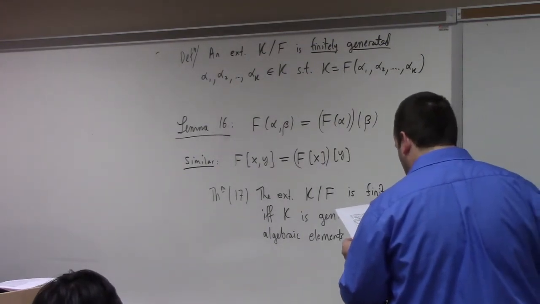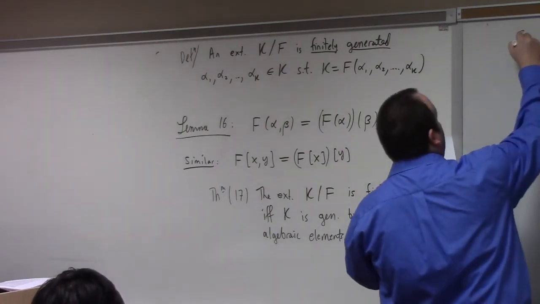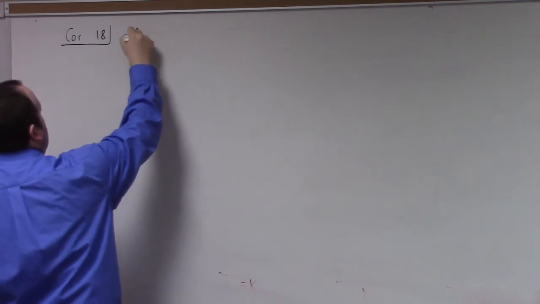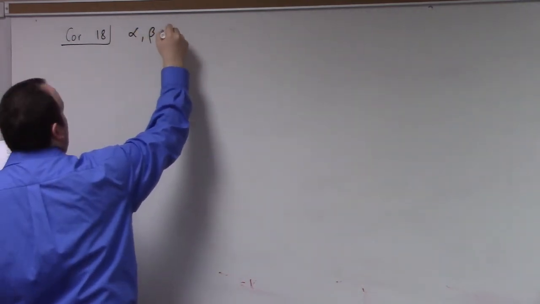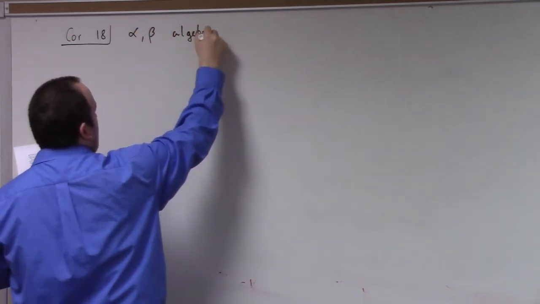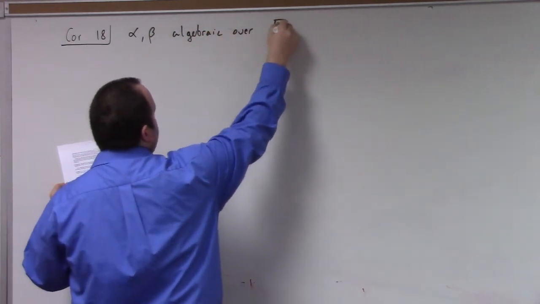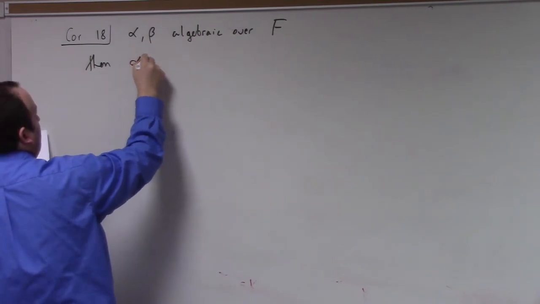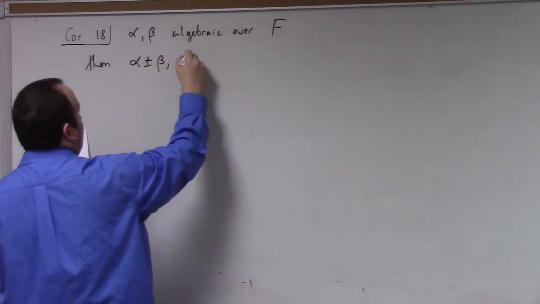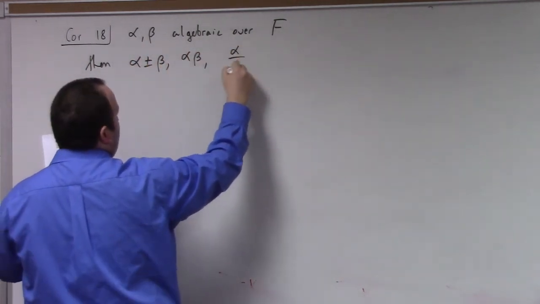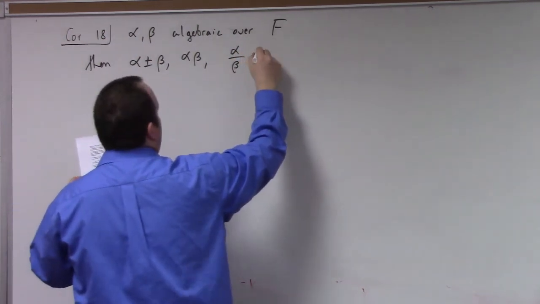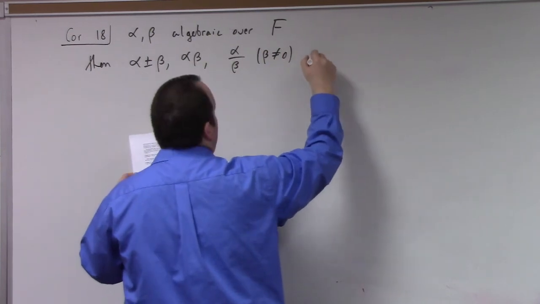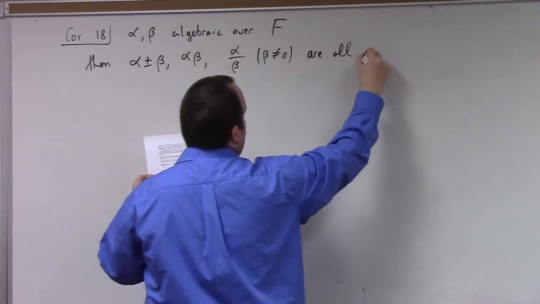All right, anyway, long story short, corollary 18 is kind of important. If we have alpha and beta algebraic over F, then alpha plus or minus beta, alpha beta, and alpha over beta, for beta not equal to 0, of course, are all algebraic.